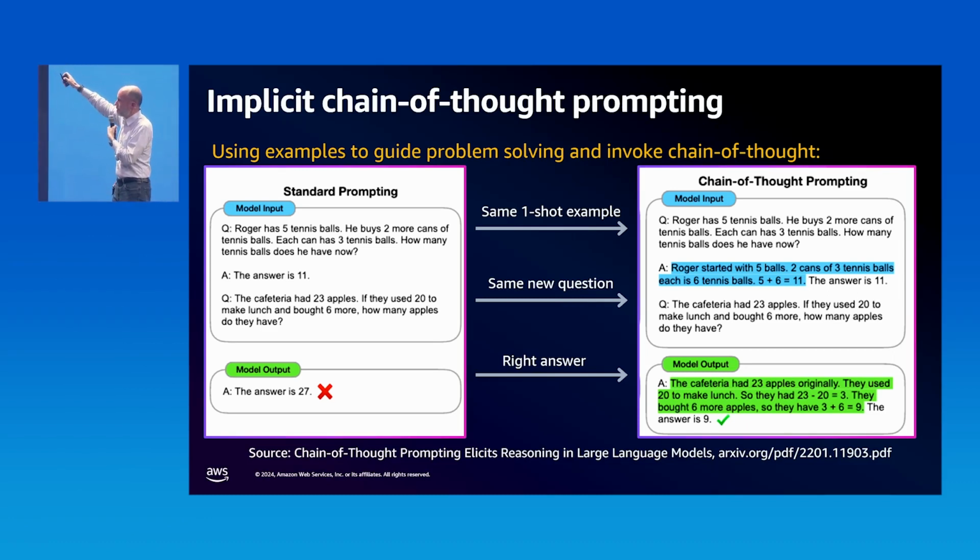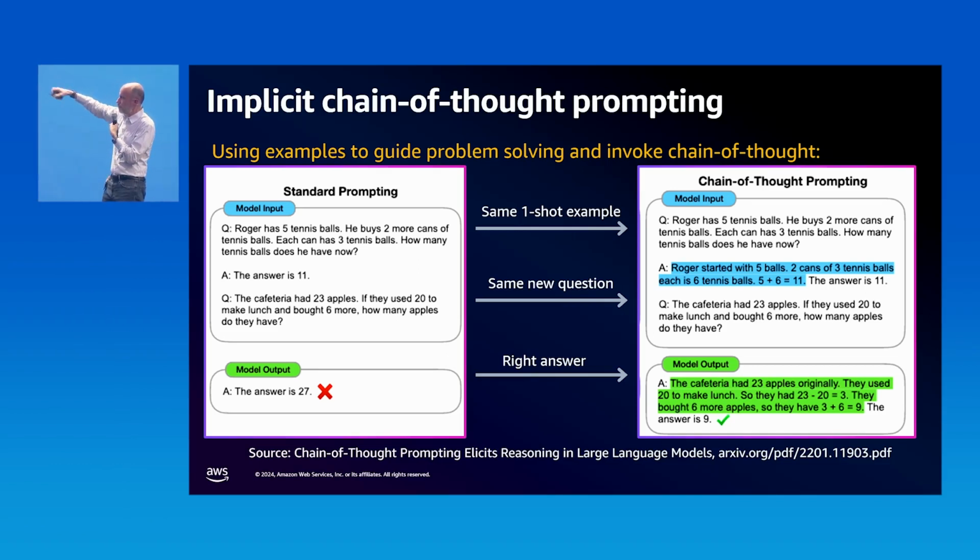On the right-hand side, same example, but now in our example answer, we're guiding the model along our thinking process. For example, in this tennis ball example, the thinking process is Roger started with 5 balls, 2 cans of 3 tennis balls each is 6 tennis balls, 5 plus 6 equals 11. The answer is 11. So we're adding the thinking process, which is implicit chain of thought prompting.